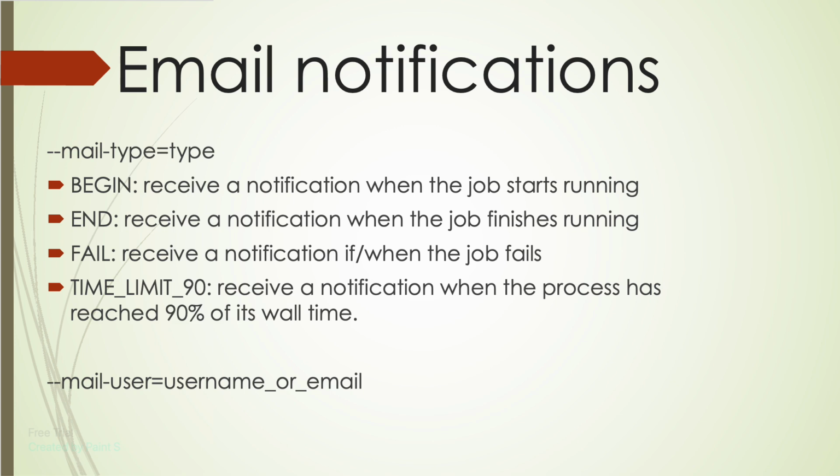You first should specify the type of notifications that you want to receive. Multiple values may be specified in a comma-separated list, but the most common ones are: begin, to receive a notification when the job starts running; end, to receive a notification when the job finishes running; fail, to receive a notification if the job fails; and time_limit_90, to receive a notification when the process has reached 90% of the time limit. This could be very useful for a very long job that you're not sure if it will hit the time limit and that might need some extension.